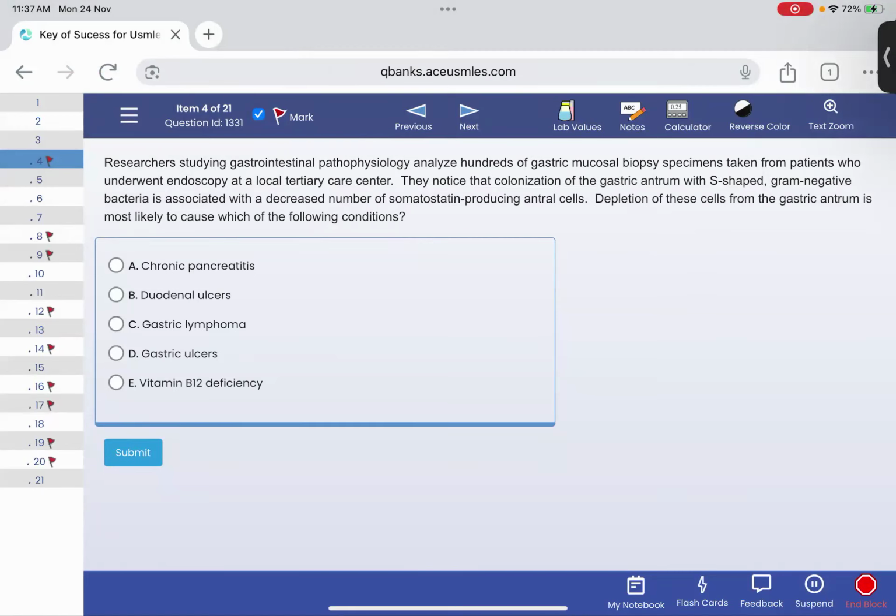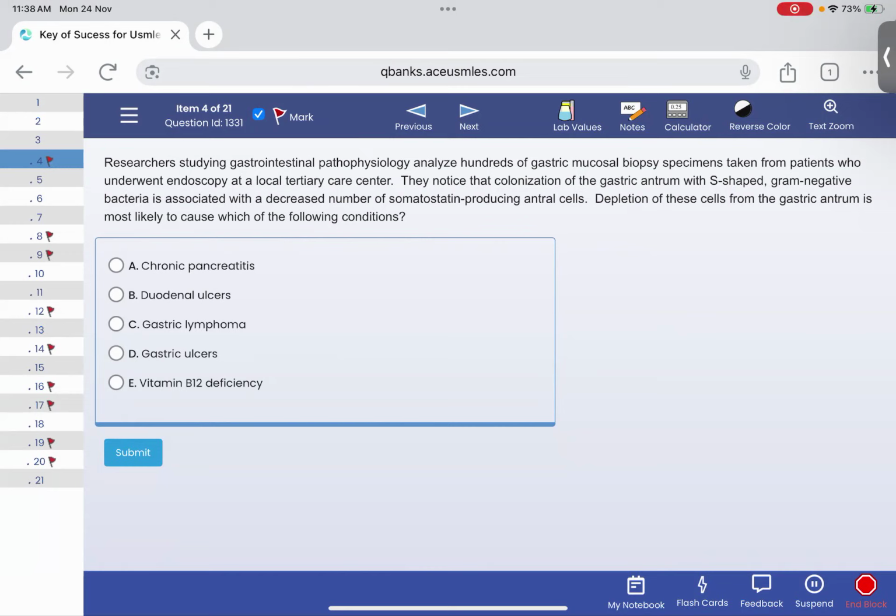Depletion of these cells from the gastric antrum is most likely to cause which of the following conditions? Researchers studying gastrointestinal pathophysiology analyze hundreds of gastric mucosal biopsy specimens taken from patients who underwent endoscopy at a local tertiary care center. They noticed that the colonization of the gastric antrum with S-shaped gram-negative bacteria is associated with a decreased number of somatostatin-producing antral cells. Depletion of these cells from the gastric antrum is most likely to cause which of the following conditions?